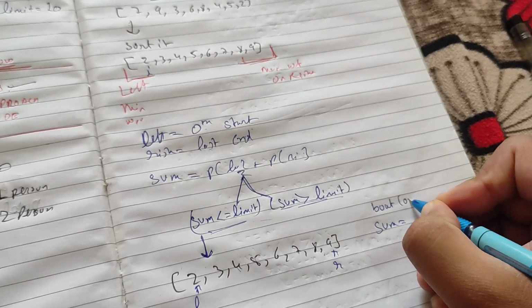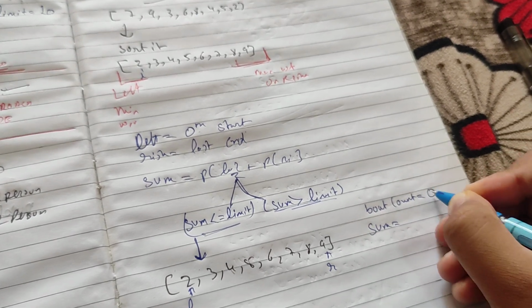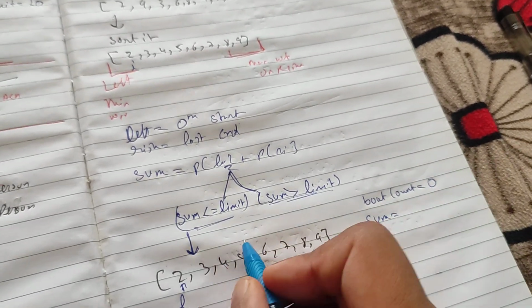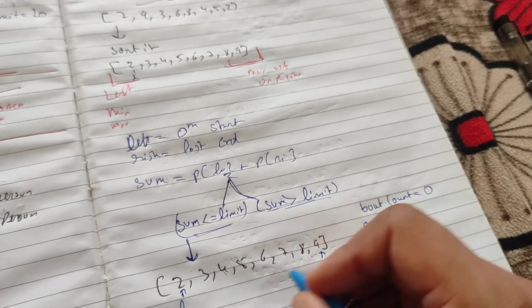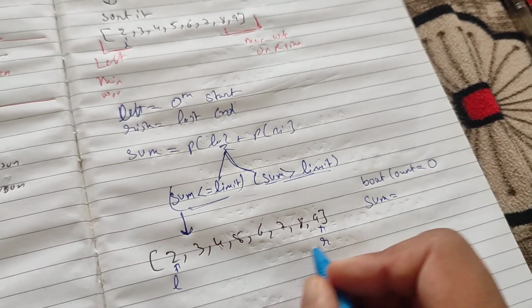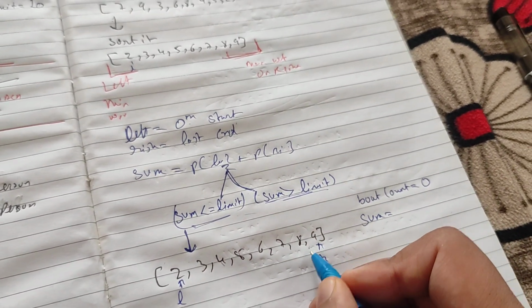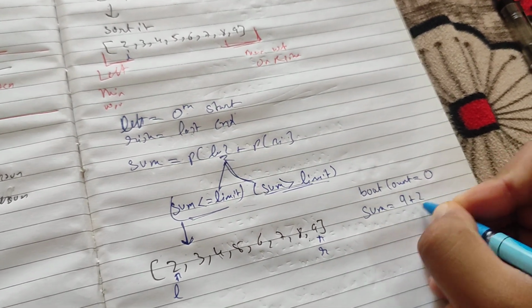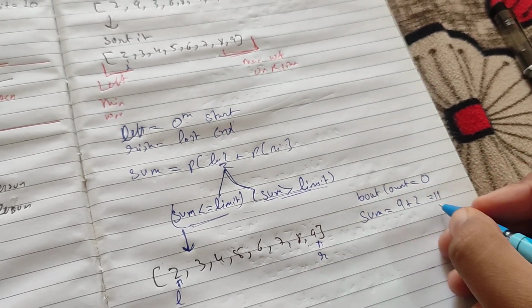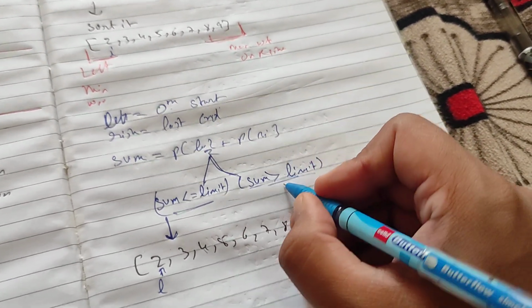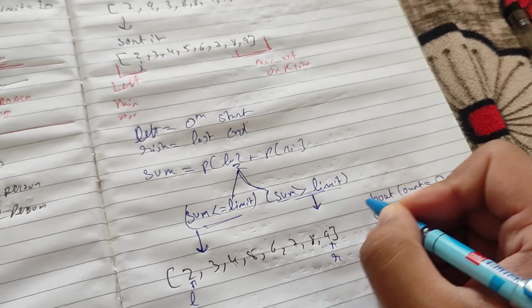So we will count my boats, like how many boats I'm using, which is initially 0. Okay, so in our first possibility, let's see with an example. Right now I am just adding 9 plus 2, which will be 11. So 11 is greater than our limit. So this possibility hits. Once my sum is greater than my limit, this will hit.